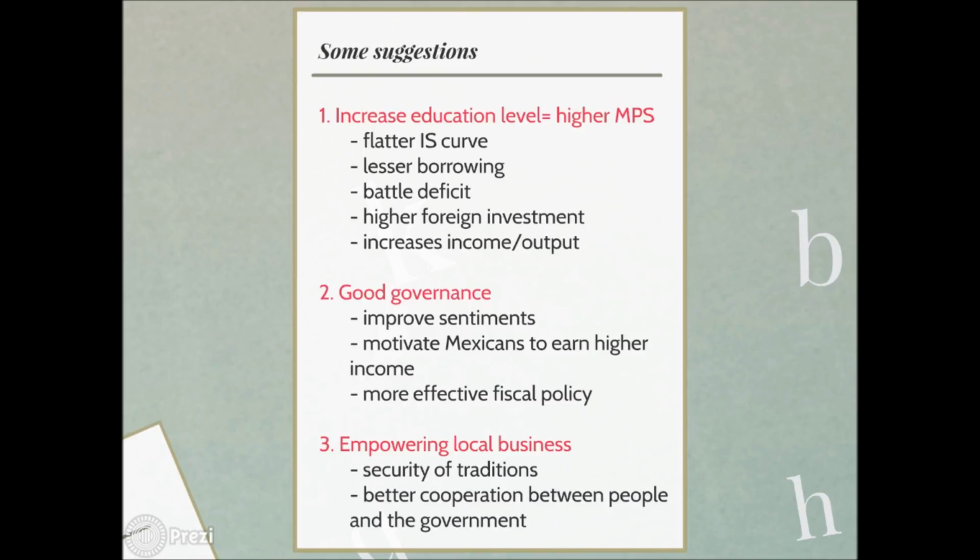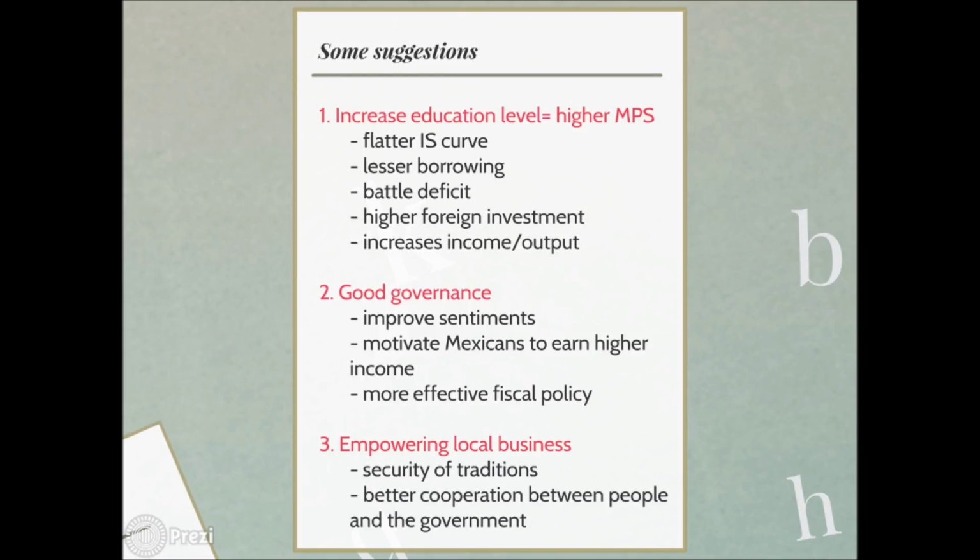First is by increasing the educational level. I equate this with higher MPS, because when you have a better education, it is better for you to save. It is not only for emergencies and needs, but we will have an idea that savings will generate investment.